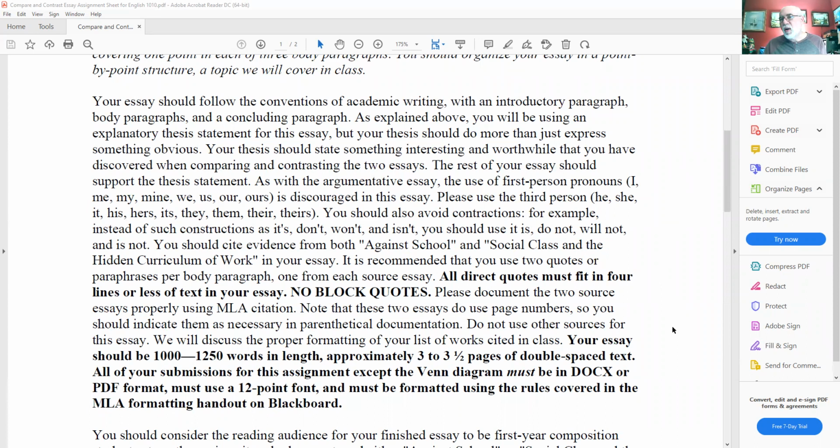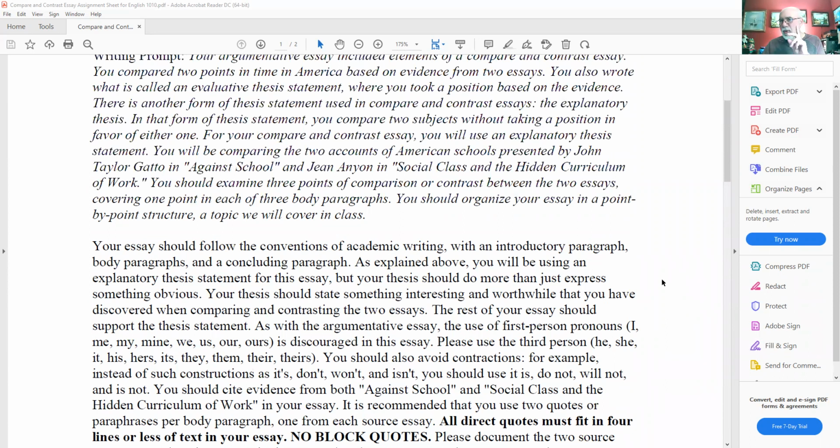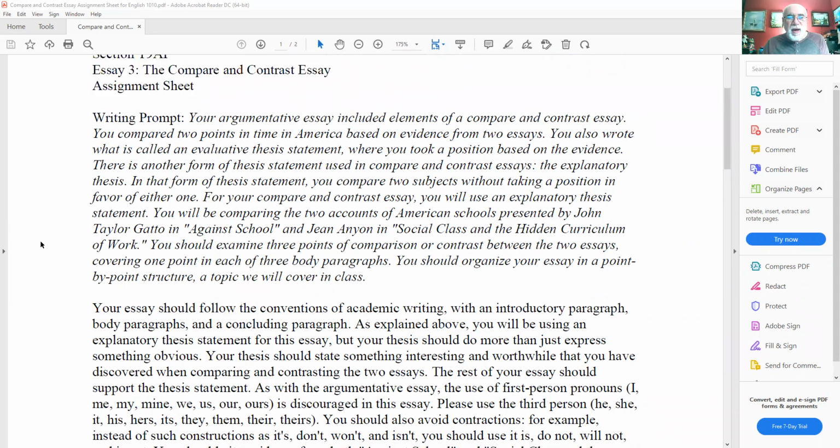So you can say, you know, Gatto and Onion. Maybe I was assuming that you all remembered what I told you in class, but some of you may not, and there's no reason you should have. The two essays we're going to be comparing and contrasting are Gatto's Against School and Onion's Social Class and the Hidden Curriculum of Work.